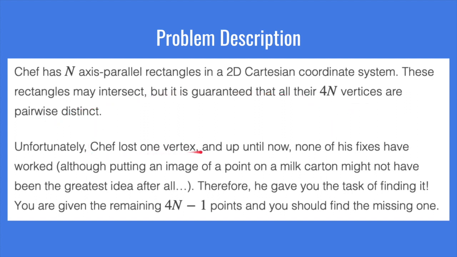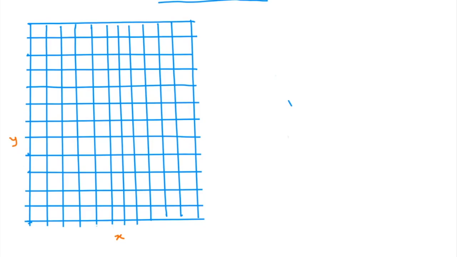So Chef has lost one vertex, and up until now, none of his fixes have worked. So you are given the task of finding the missing point. You're given the remaining 4n-1 points, and you should find the missing point. Now let's go over the solution to the problem. But before we go over it, I want to clarify some definitions that would be extremely helpful when solving this problem.